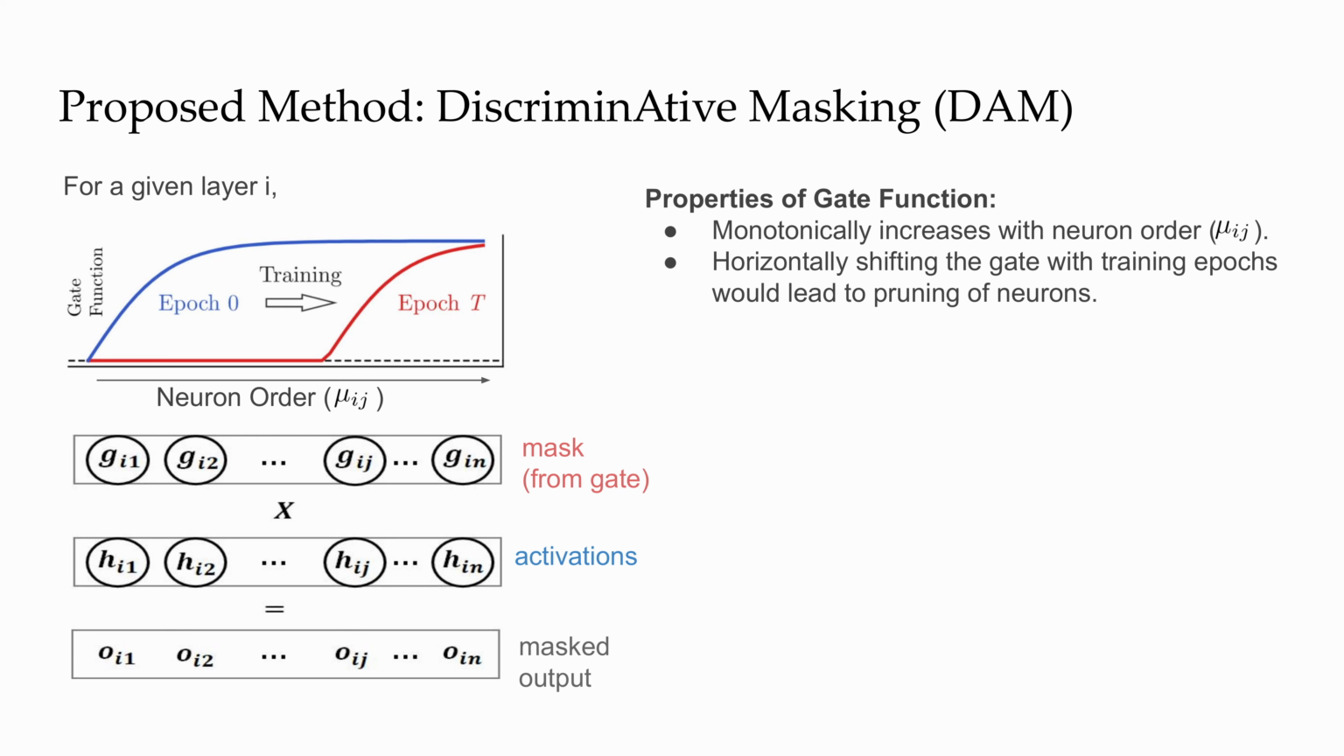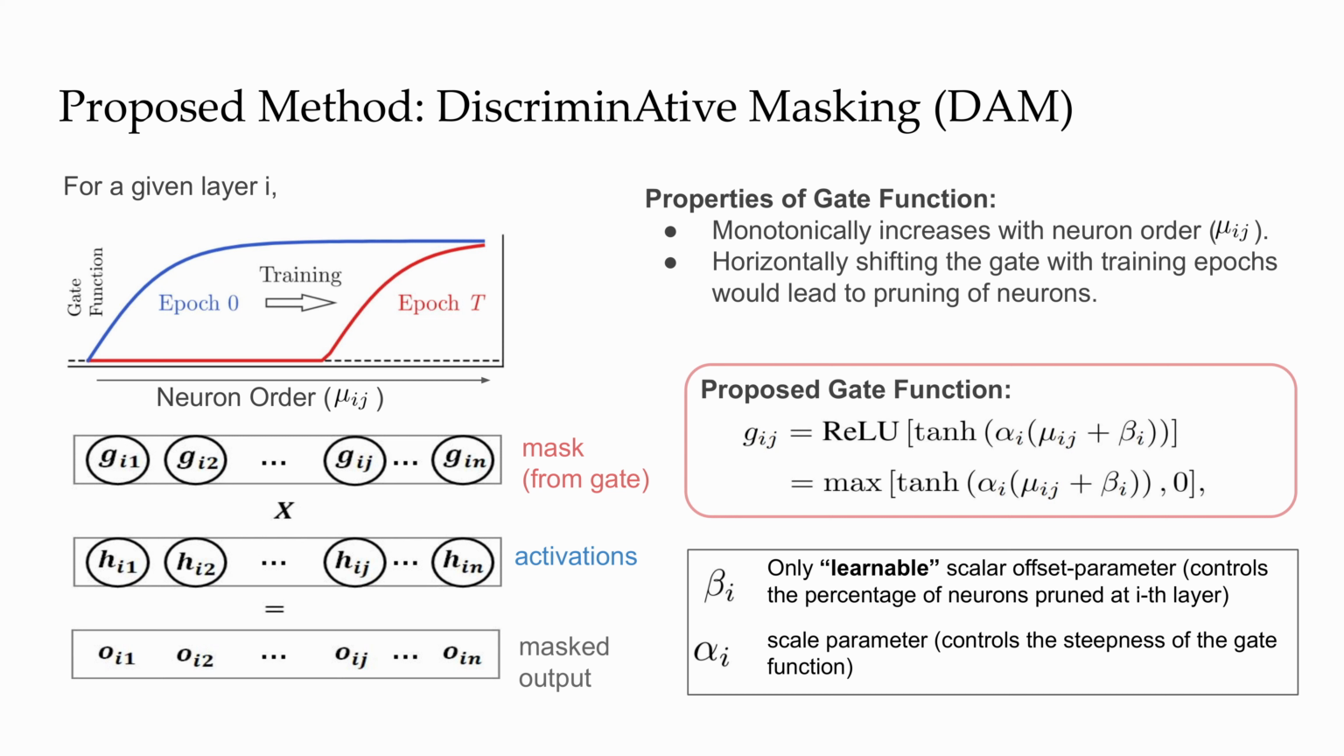As the training process continues and the neuron weights are updated, we horizontally shift the gate function such that, at epoch t, the mask values are non-zero only for a few neurons with higher orders as shown in the right curve. In this way, we can discriminatively mask neurons based on their order such that, at the end of the training, only a few neurons have non-zero mask values.